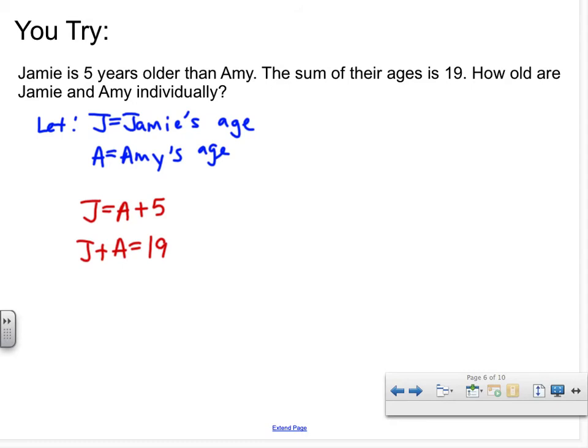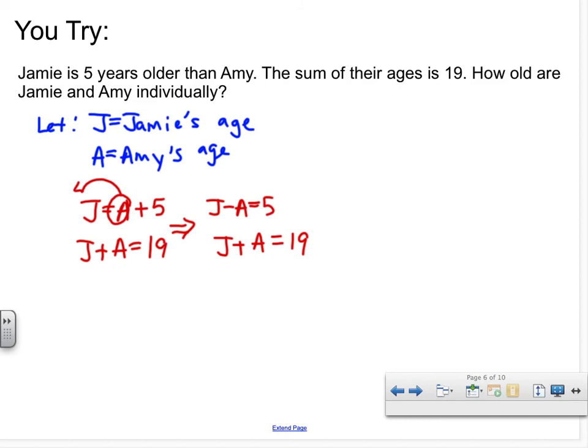But let's be adventurous here. Let's rewrite this system, and let's use the elimination method. I'm going to move the A in the top equation over to the left side by subtracting it. So now I have J minus A equals 5, and J plus A equals 19. Okay? So, now that I have my two equations there, I can solve by elimination.